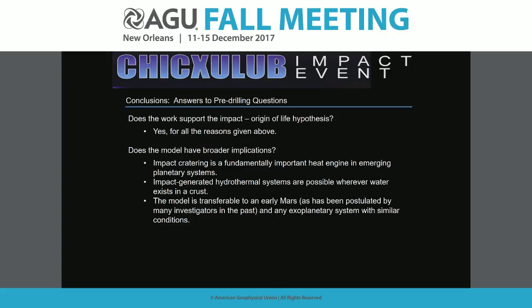And moving on, since this is a co-sponsored talk by the Planetary Division, I also wanted to segue to these two questions. Does the work support the impact origin of life hypothesis? And yes, for all the reasons above. And finally, does this model have broader implications? I would say yes, that impact cratering is a fundamentally important heat engine in emergent planetary systems. Impact-generated hydrothermal systems are possible wherever water exists in a planetary crust, and the model is transferable to an early Mars, as has been postulated by many investigators in the past, and any exoplanetary system with similar conditions. Thank you.